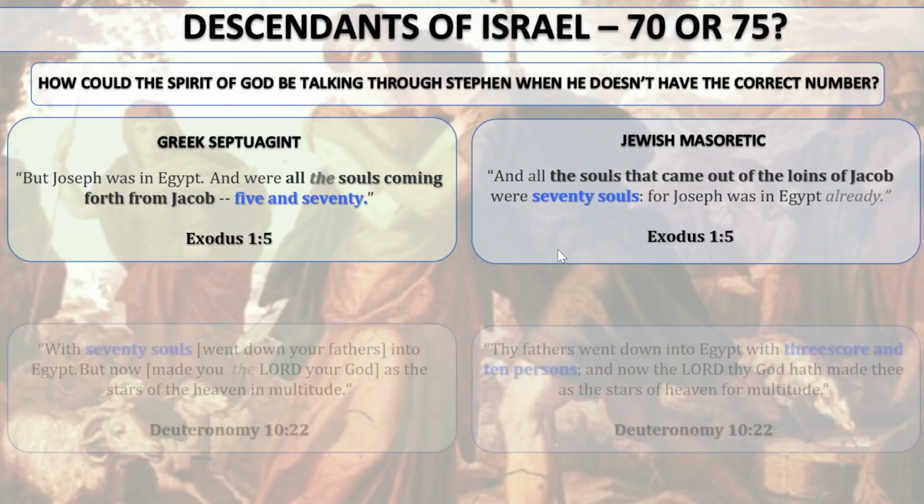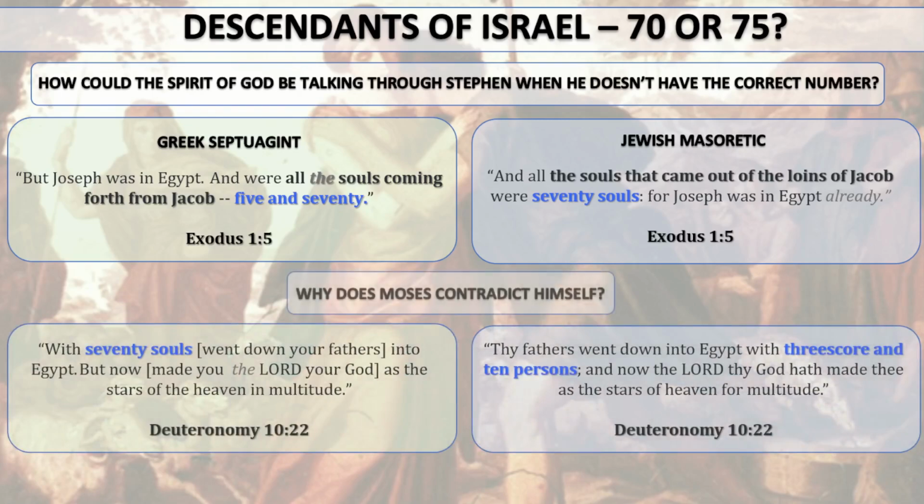And now we're going to find a problem here, all right? Why does Moses contradict himself? And what do I mean by that? In Deuteronomy 10:22, in both the Septuagint and the Masoretic, what you're going to notice is Moses is saying 70 people, okay, went into Egypt. But notice the difference here. What's the difference? Did you catch it?